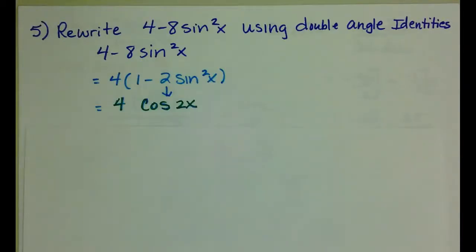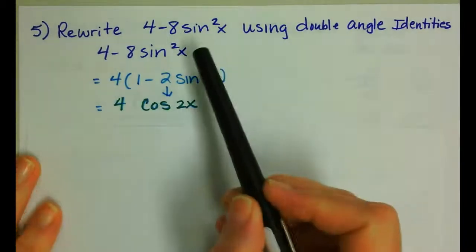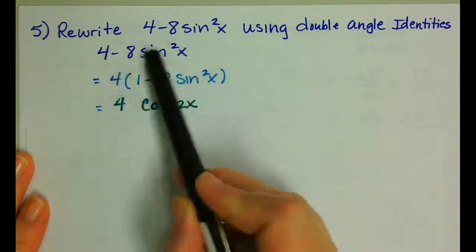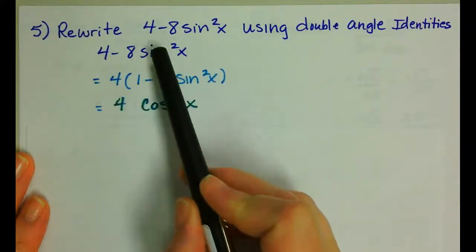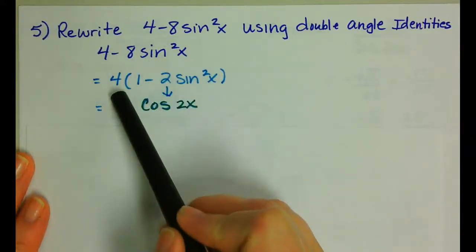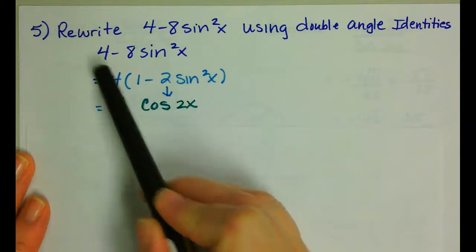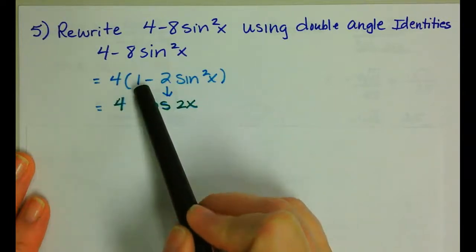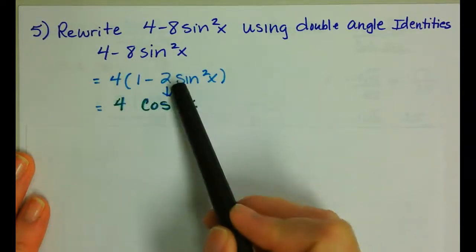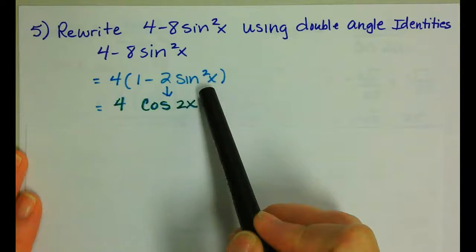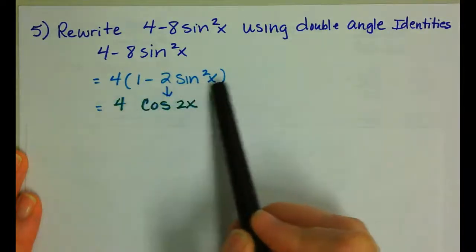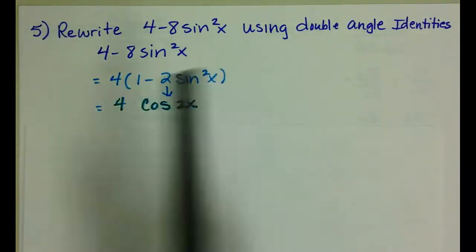On number 5, it says rewrite 4 minus 8 sine squared x using double angle identities. So when I'm looking at this, I notice the 4 and the 8. That means they have a common factor of 4, which I'm going to pull out. And that leaves me with 1 from this term. And when I take 8 and divide it by 4, I get 2, and I still have the sine squared theta. So then at this point, I have a double angle identity right here.